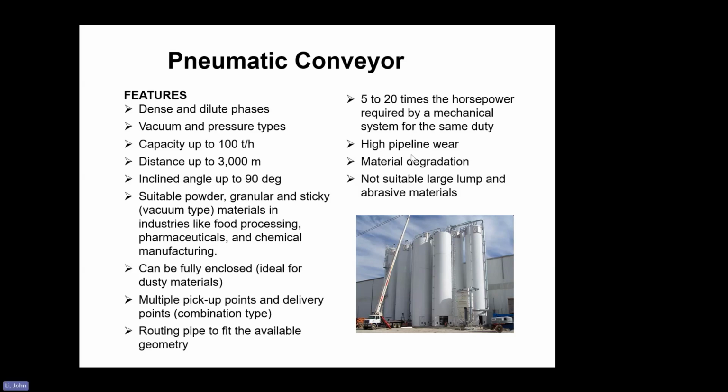And the high piping wear, especially for dilute phase, because of high speed, especially at the elbow, you always have the problem of wearing a hole really fast. Maybe similar to slow piping, and the materials degrade because of impact from the high speed. So it is not suitable for large lumps and abrasive materials, and not suitable for fiber materials.